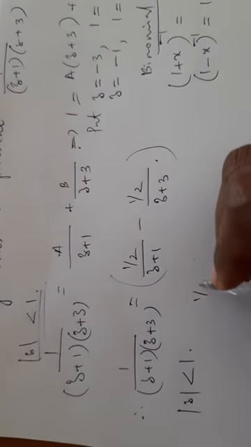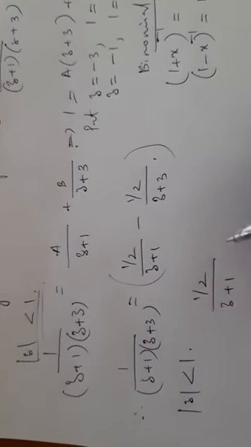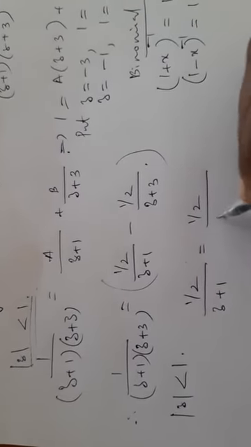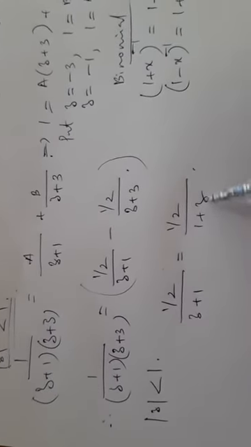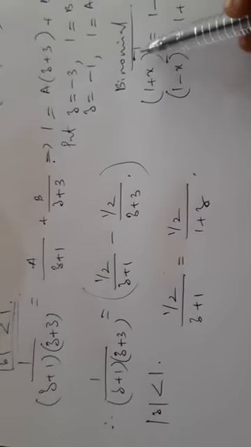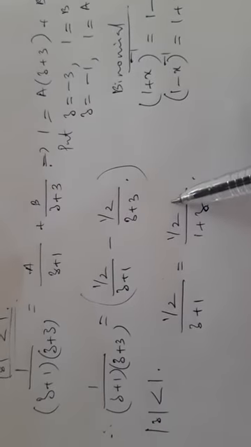So 1 by 2 by z plus 1 can be written as 1 by 2 by 1 plus z. So we can expand 1 plus z the whole raised to minus 1. We can take 1 plus z in the numerator.